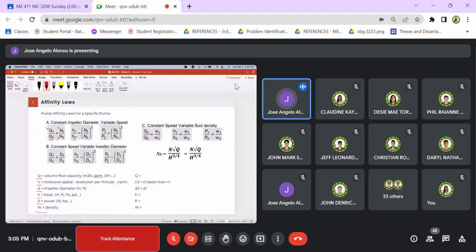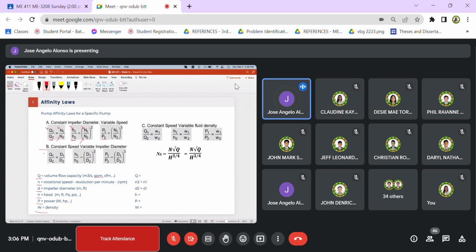Then what if naman binago natin yung ating impeller diameter? Pinalaki natin yung existing pump natin. Sinabihan tayo ng ating supervisor na, okay, can you calculate yung magiging effect sa volume flow capacity, sa total head at sa total power kapag pinalaki natin or we increase the size ng ating impeller diameter while maintaining the speed ng ating motor. So hindi tayo nagpalit ng motor, same speed pa din yung ginamit natin. Then we can use the equation associated with letter B, the constant speed variable impeller diameter.